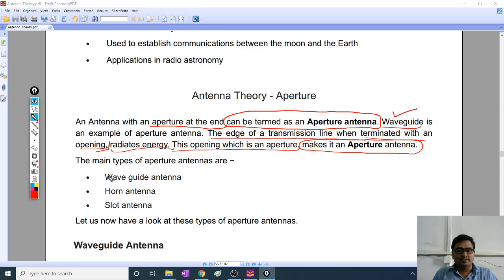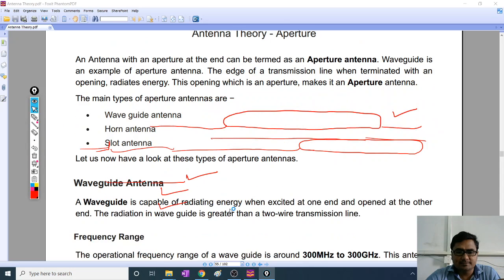Basically, aperture antennas are classified into three types. They are not actually types, but it is a classification. The first one is the waveguide antenna, since waveguides can transmit, so I am calling them antennas. The second is the horn antenna, and the third is the slot antenna. We'll discuss them one by one. So let's first discuss the waveguide antenna.